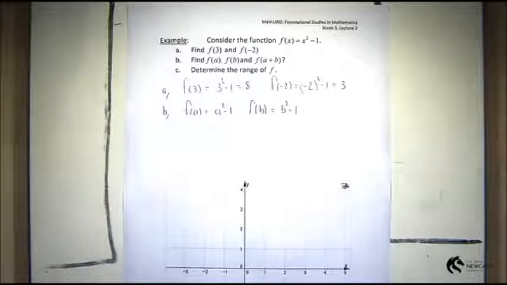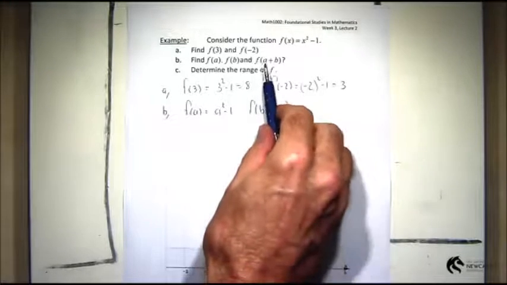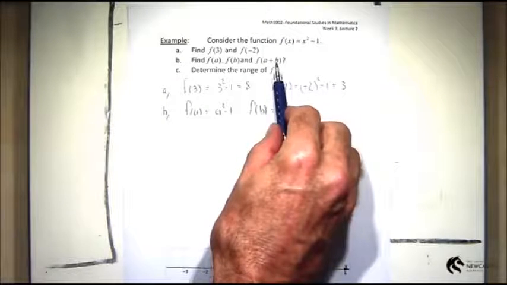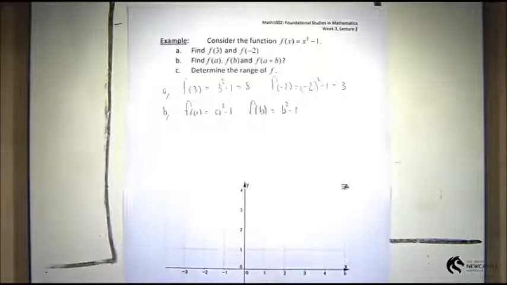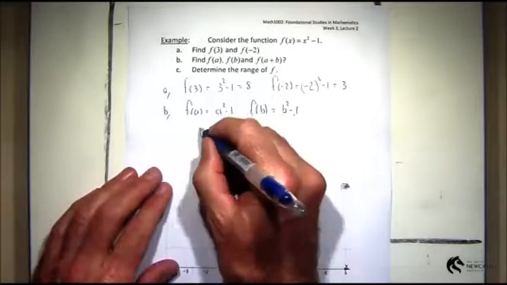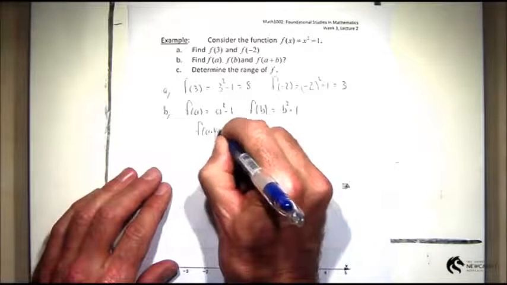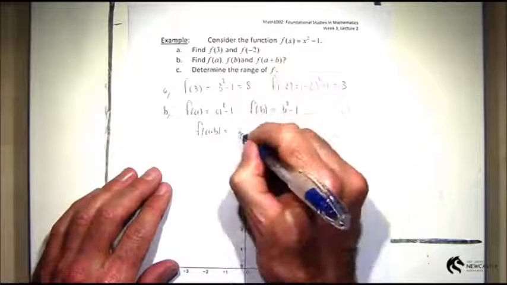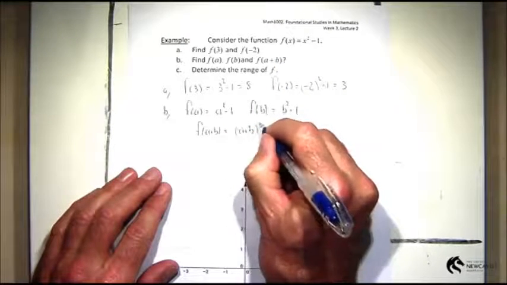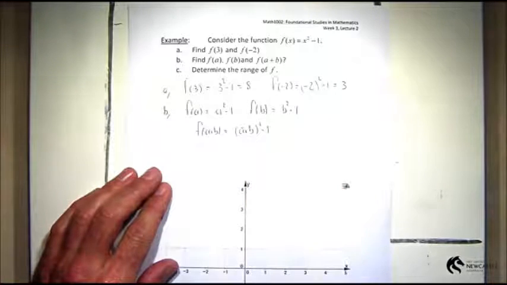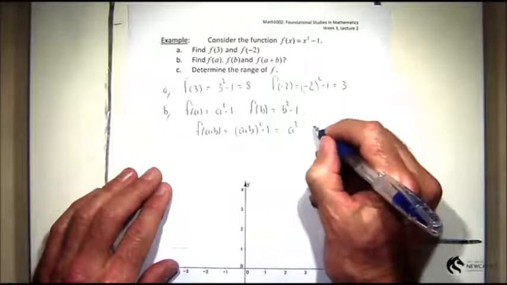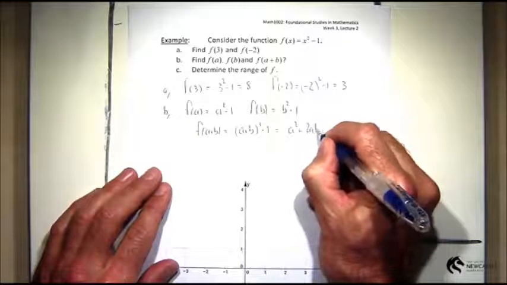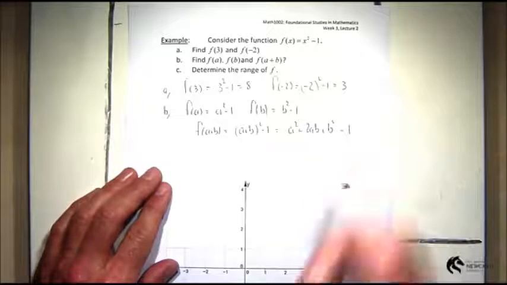Then it says find f(A + B). So what this is saying is start with the value A, add to it the value of B, then work out what the function of that quantity is. So f(A + B) is, everywhere I see x, I have to put A + B. So I get (A + B) squared minus 1. And if I were to expand that out, I would have A squared plus 2AB plus B squared minus 1.